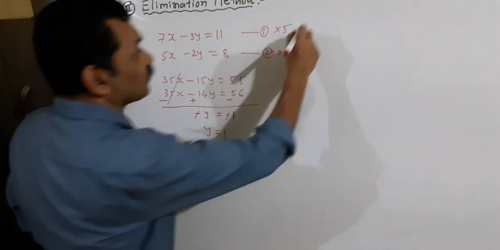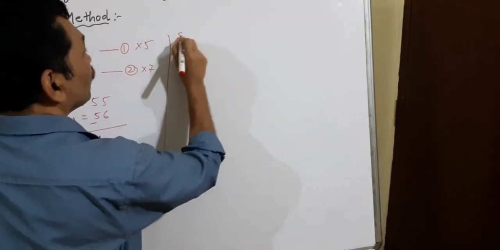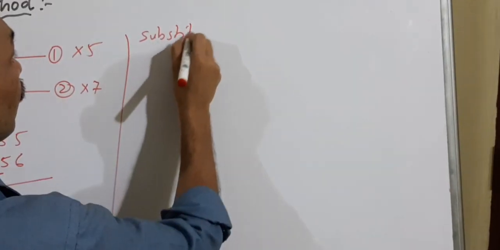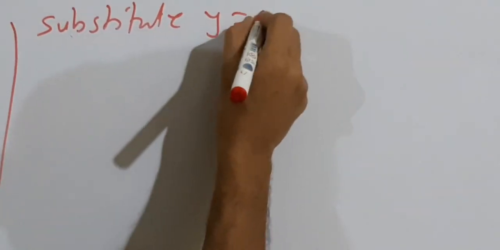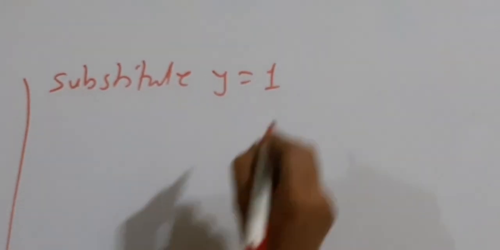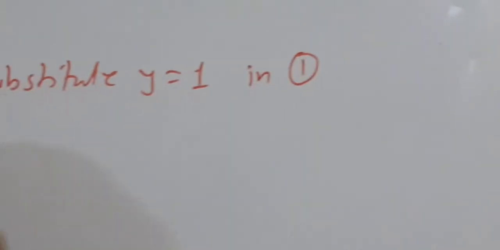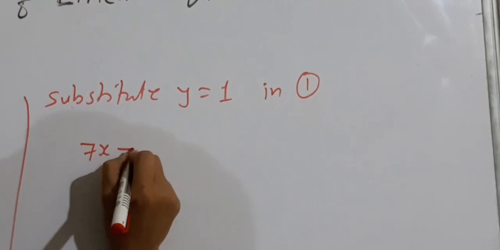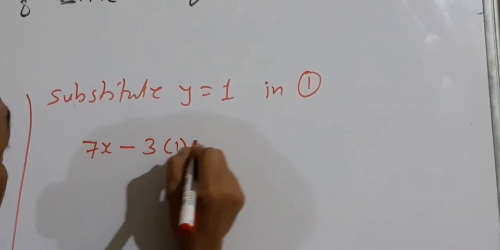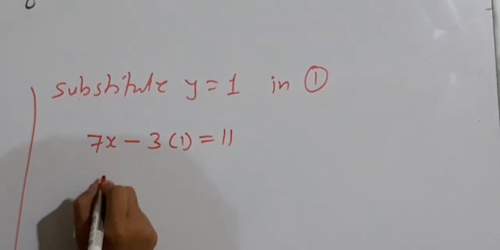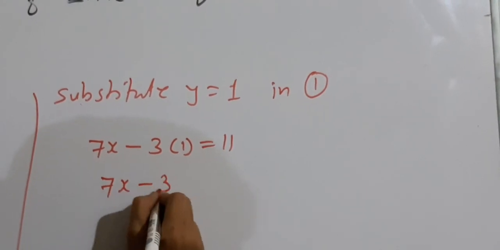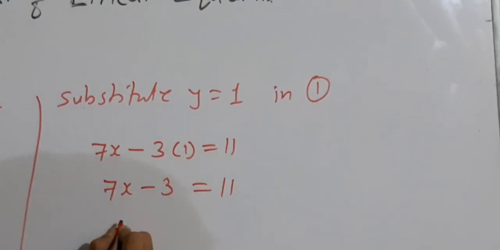So now substitute y is equal to 1 in either 1 or 2. Both the equations are almost same, so I'll substitute in 1. Y is equal to 1 in 1. So what we'll get? 7x minus 3 into 1 is equal to 11. Therefore 7x minus 3 equal to 11.